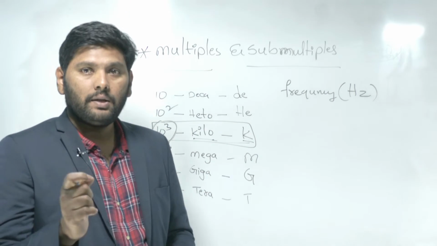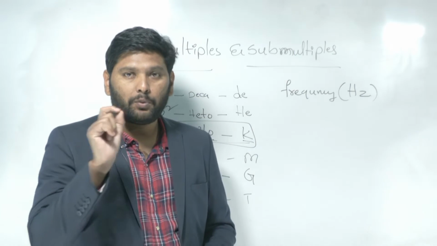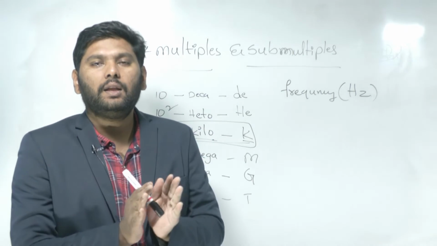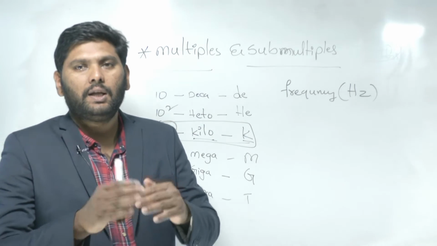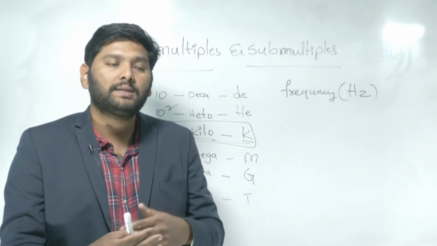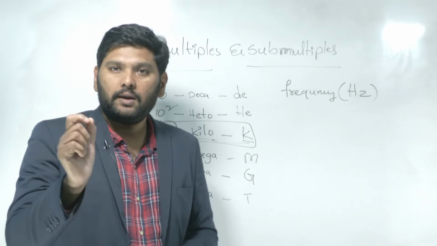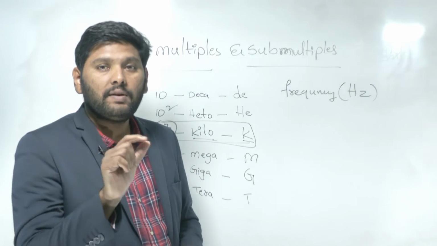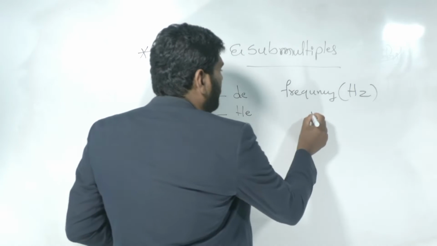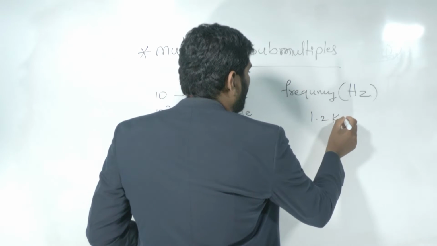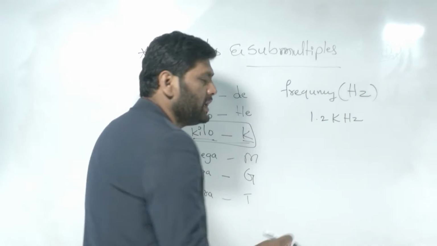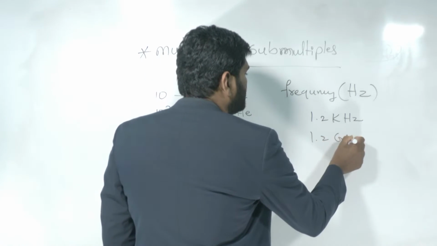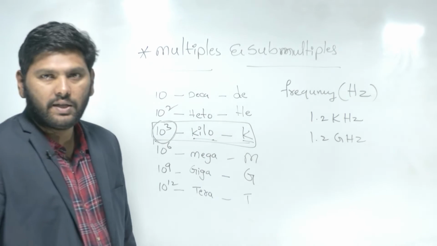So the speed of the processor. Your processor means the inner core of any gadget. The processor speed we measure in hertz only. But you can observe that they give some labeling such as 1.2 kilohertz or 1.2 gigahertz. This is the way they mention the speed, isn't it?